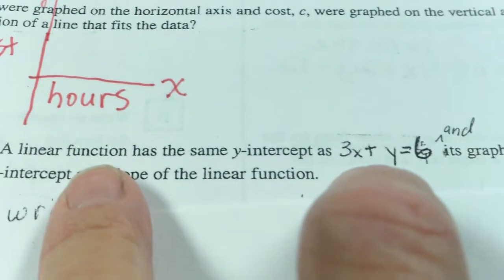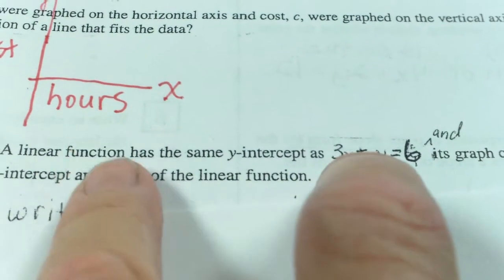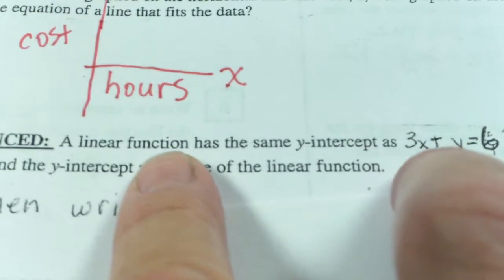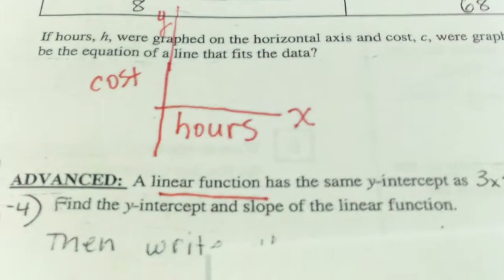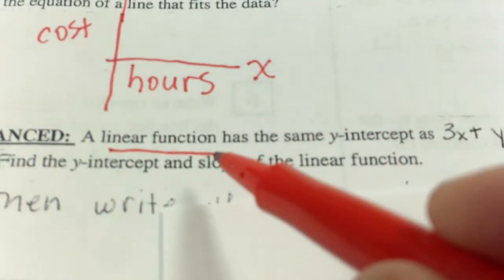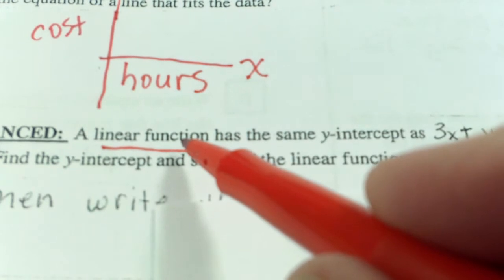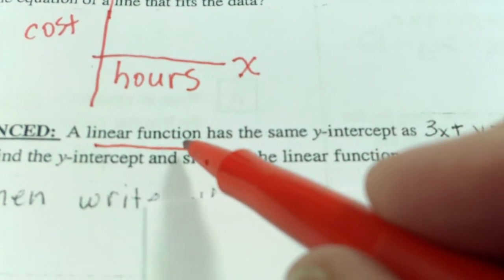I think I said it was 6. I didn't mean to say that. These have the same y-intercept. Well, if this is a linear function, this is like some mystery linear function. I don't know what it is yet. I think we're going to probably figure it out. But in the meanwhile, I have to figure out its equation. Well, it has the same y-intercept as this.